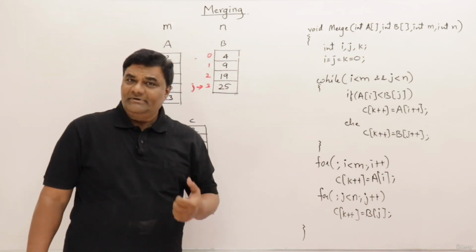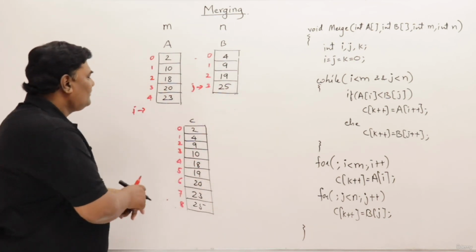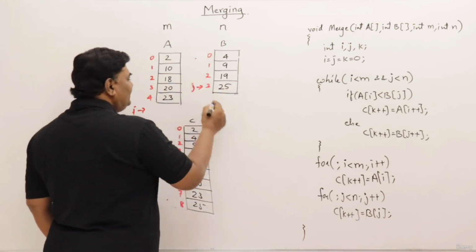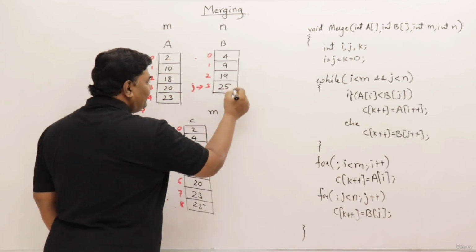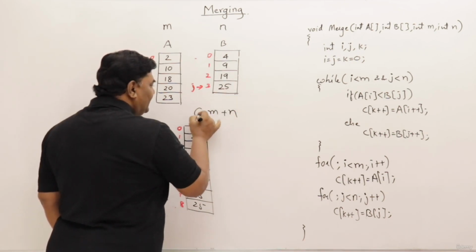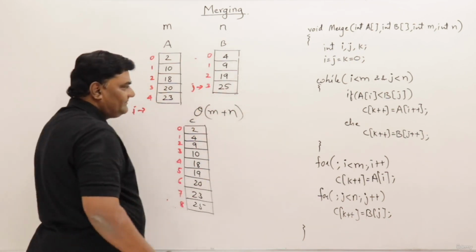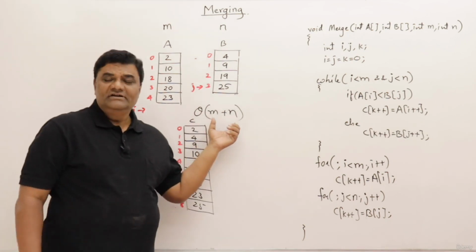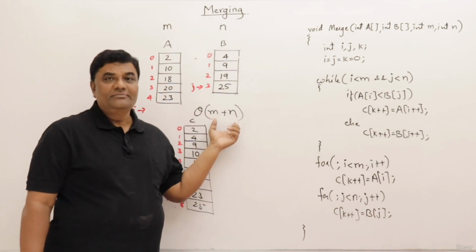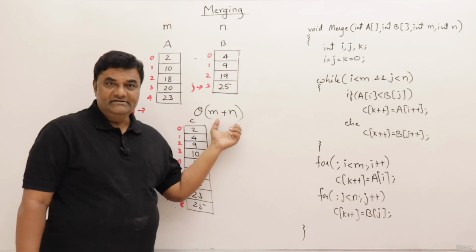Now about the time taken by this procedure: what we are doing is just copying the elements. How many elements? m elements from this side and n elements from this side. So the time taken is m plus n. It is a well-known notation that the time taken for merging is m plus n.